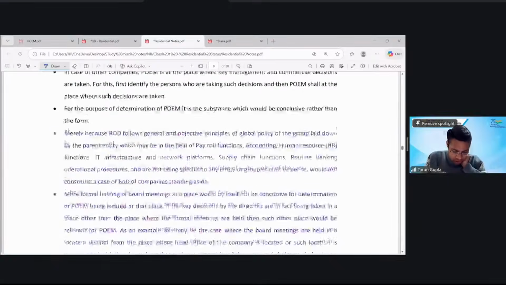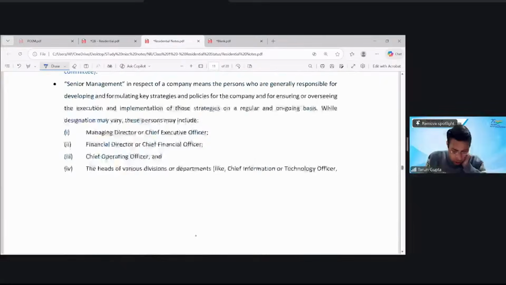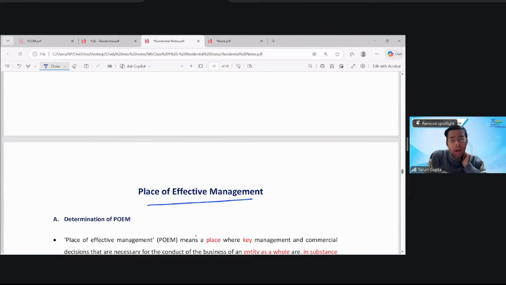Okay, so we'll take a 5-minute break. Then we'll start with the concept of POEM. In the concept of POEM, we'll discuss two things. The first and the most important thing is how we determine where the POEM is. And the second thing is, if the POEM is in India, then how the income is computed. There are some practical difficulties. We'll address all these difficulties, and we'll take a 5-minute water break and then we can continue. So we'll meet at 7:25. Okay. Thank you.